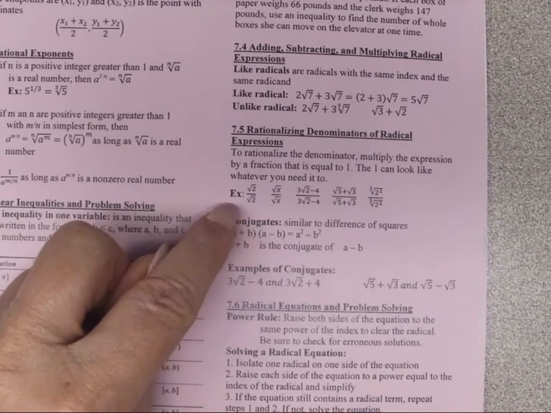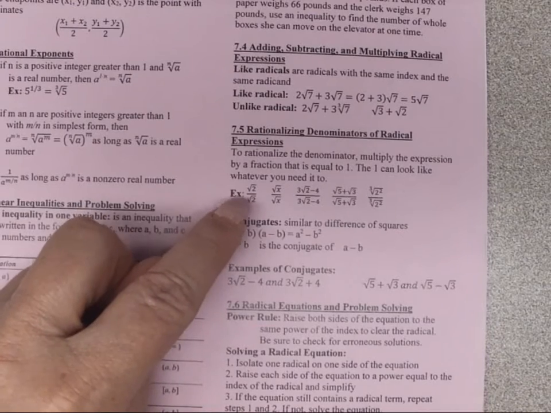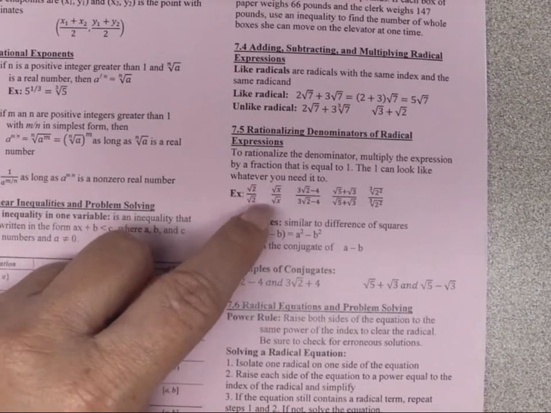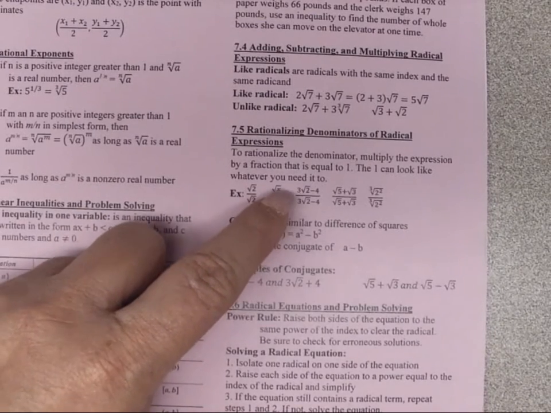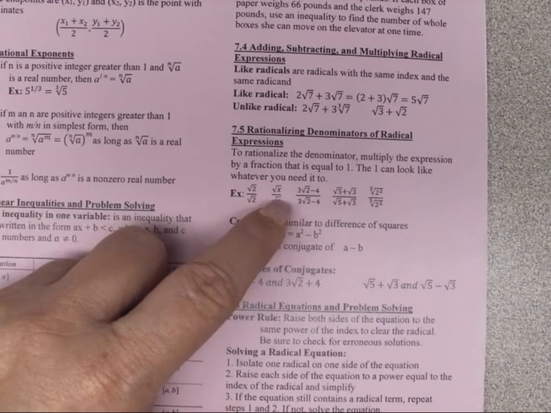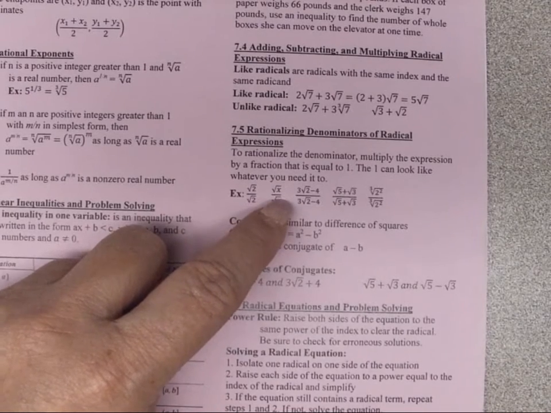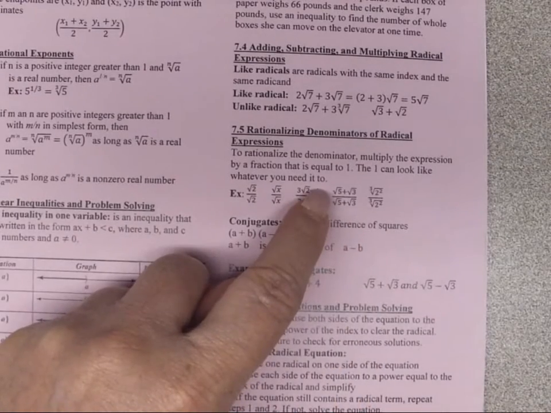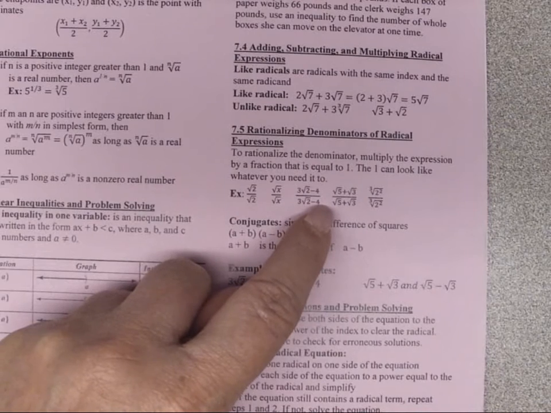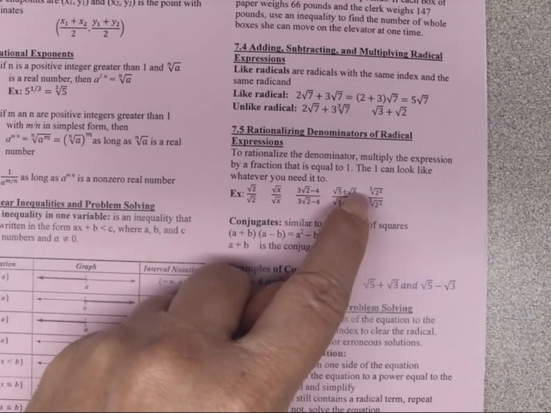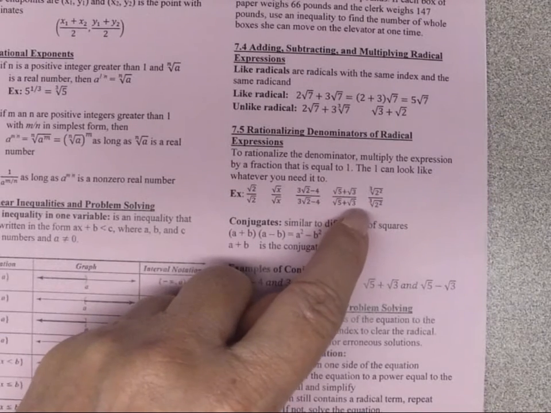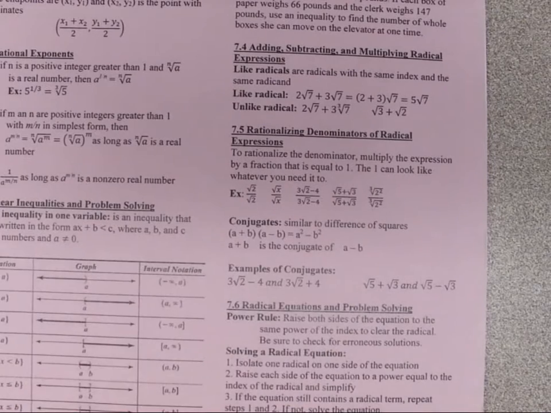So for example, a 1 could be square root of 2 over square root of 2, the square root of x over the square root of x, 3 square roots of 2 minus 4 over 3 square roots of 2 minus 4, square root of 5 plus square root of 3 over the square root of 5 plus the square root of 3, or the cube root of 2 squared over the cube root of 2 squared. So 1 can be anything, as long as it's the same thing over itself.